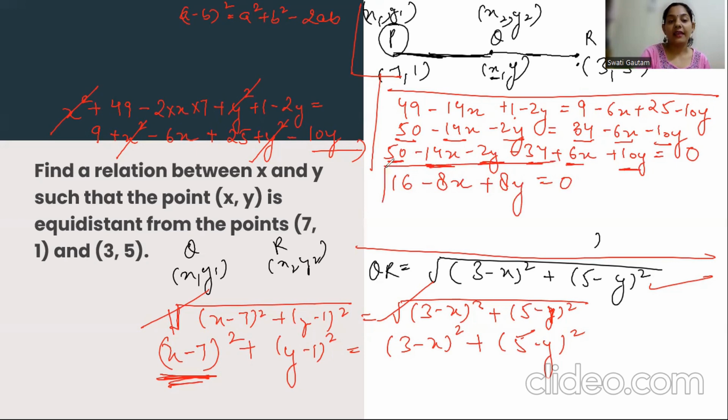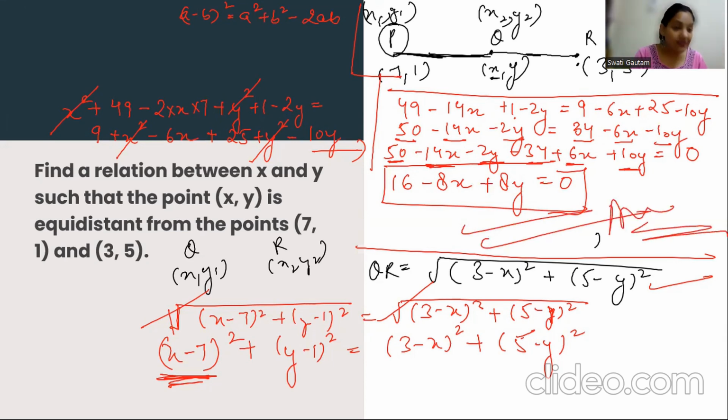And this is the final answer. So we have a relation. You don't have to find out the value of x and y here. You just have to find out the relation between x and y. So the relation is that minus 8x plus 8y plus 16 is equal to 0. So that's the relation, that's the answer, right? So I think the question is clear.